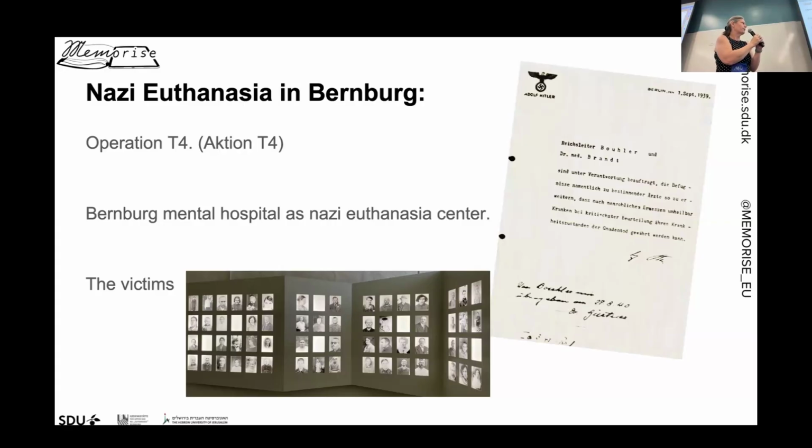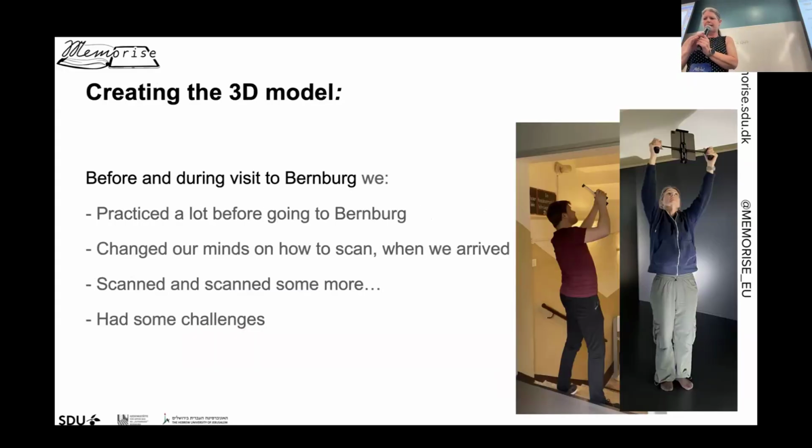but some of them were killed because they were gay or had another, there were Jehovah's Witnesses, there were all kinds of people who were killed within this program. Now I want to tell you about how we created the model.